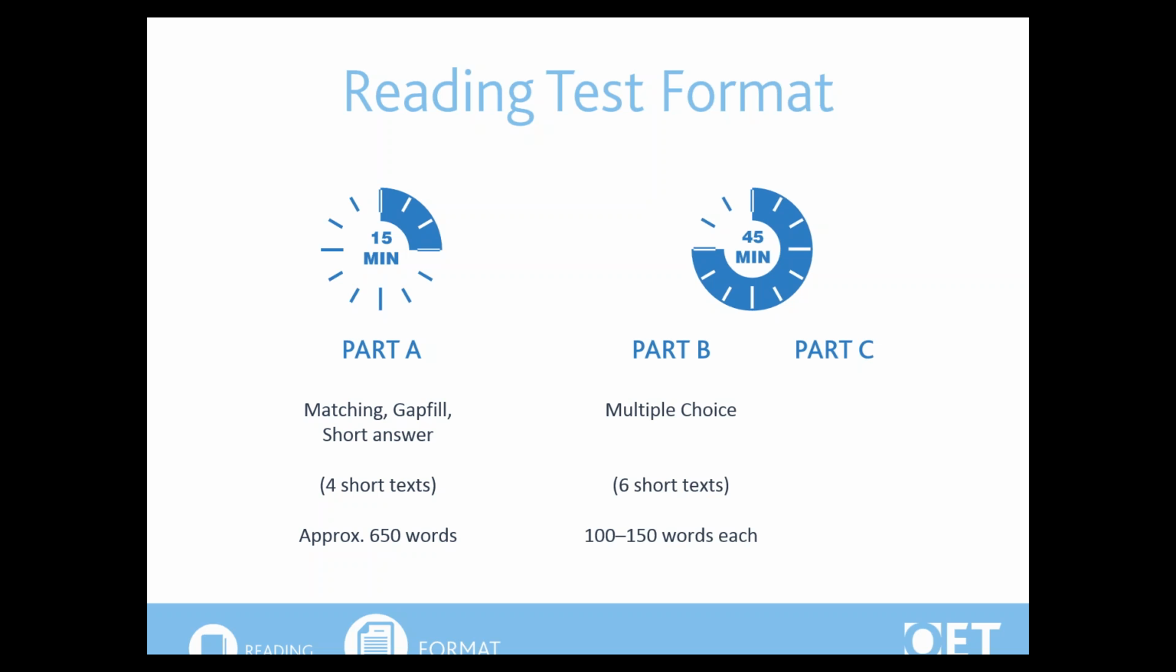Part B is a multiple choice task. It includes 6 short texts with 1 question per text. Each text is around 100 to 150 words in length. It is completed within the 45 minutes test time for Parts B and C. Part C is also a multiple choice task. It includes 2 longer texts, which are each between 750 to 850 words in length. It is completed within the 45 minutes test time for Parts B and C.